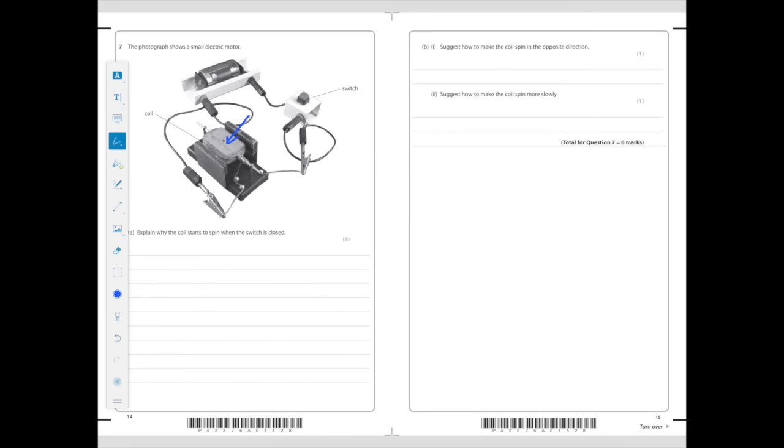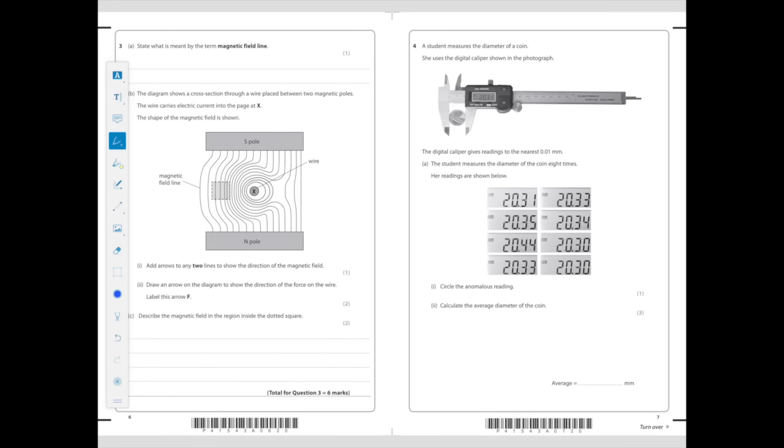So just how to make the coil spin more slowly. So how do we weaken that magnetic field? Well, we can reduce the current. You could also reduce the voltage or have a weaker magnetic field, which is harder to quantify. 3a, state what is meant by the term magnetic field line, and that's a line that shows the direction of the magnetic field.